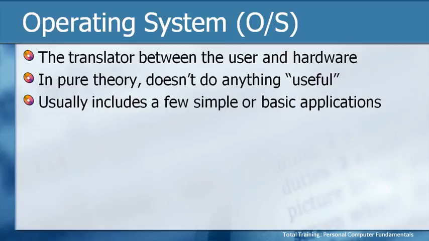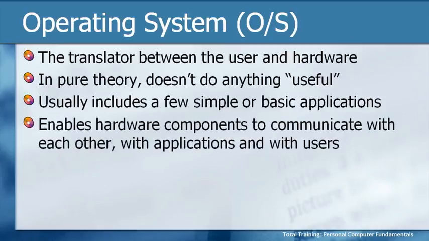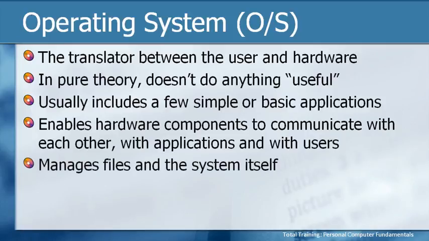So, as a consumer, we can just say that when we get an operating system like Windows, it does include some very basic applications that let us do some very simple things with just the operating system without having to buy any other programs or software. Remember, though, that the important thing that it really does is not the calculator or the word processor. It's enabling the hardware components to communicate with each other as well as with the applications and with the users themselves. Some of the things that it does includes managing files and the file system itself.